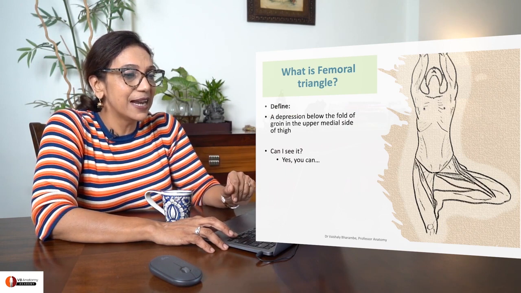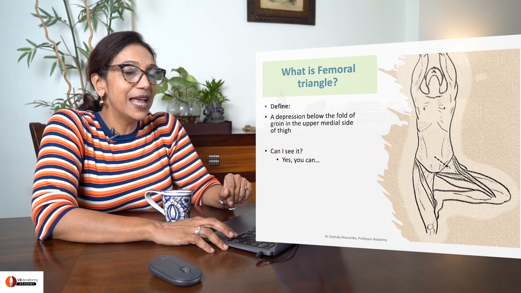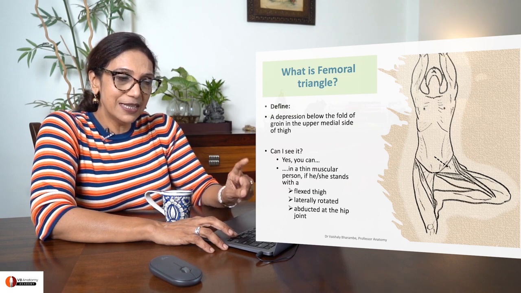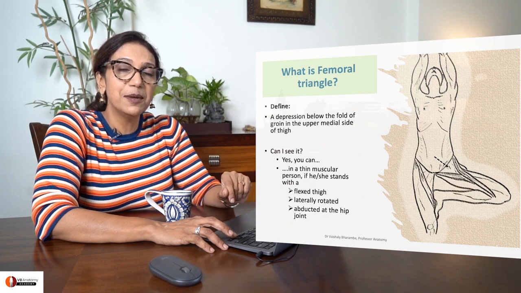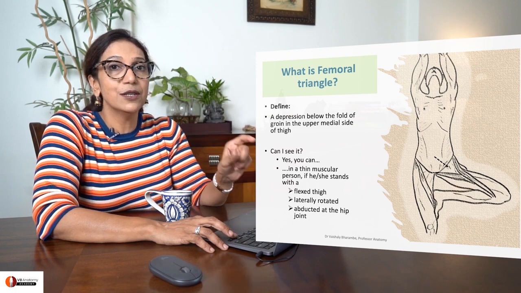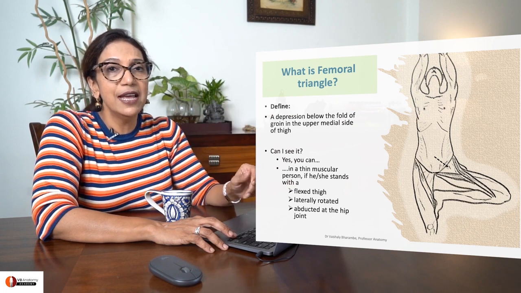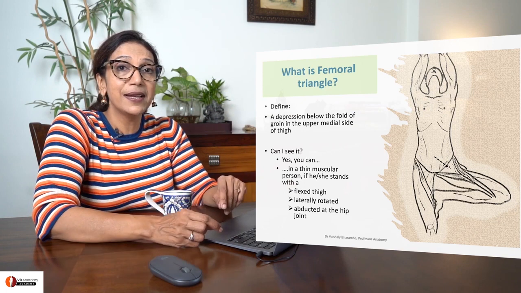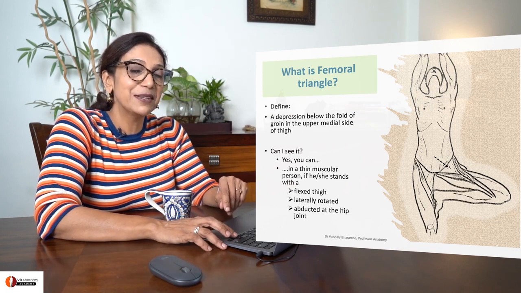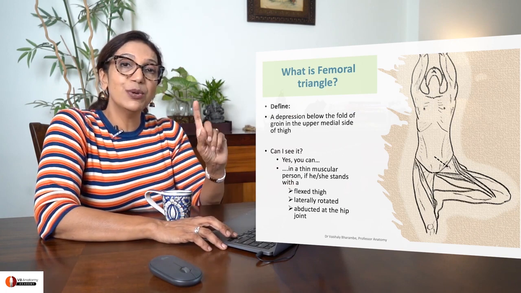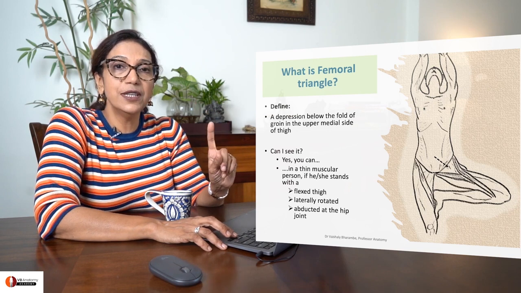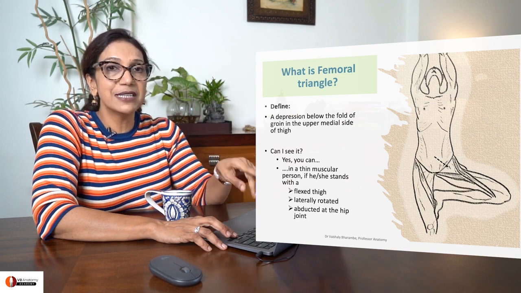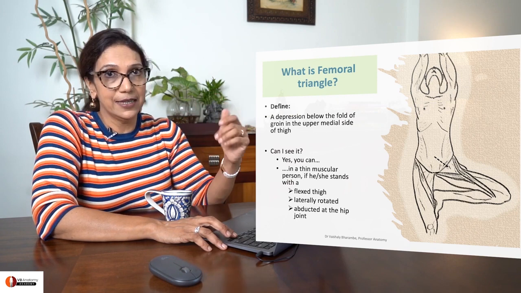You can see this man standing with his leg flexed, abducted and laterally rotated. Can you see that arrow and the nice little triangular depression there? So in a thin person, you can see the femoral triangle as a depression in the thigh. In fact, you can try it yourself. Stand in this manner. It might be good for you to exercise a little bit once in a while. Okay, so the femoral triangle is a depression in the groin just below the inguinal ligament, which can be made out clearly if a person is standing in this manner.